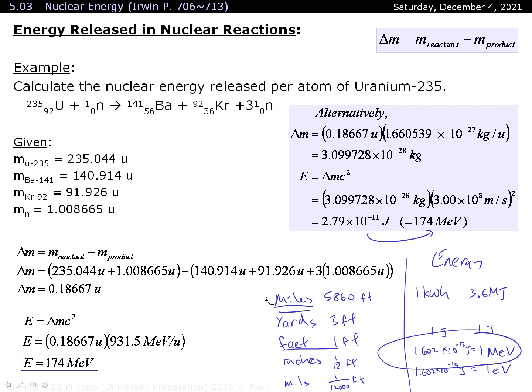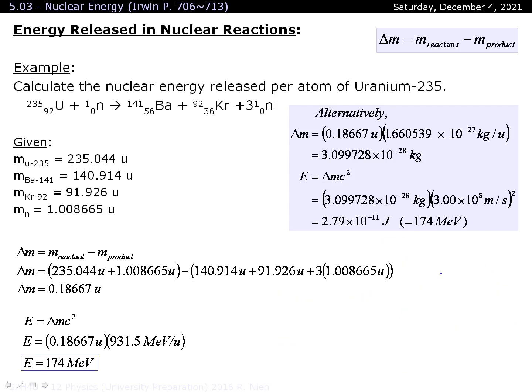There is another shortcut as well, where, oh, is it 931.5? I think that's a conversion ratio. 931.5. It's a number that you use for MeV over U, which is equal to 1C squared. In other words, if you want to find out your 174 very quickly without going through all these other calculations, then you'll start off with your 0.18667 U's.